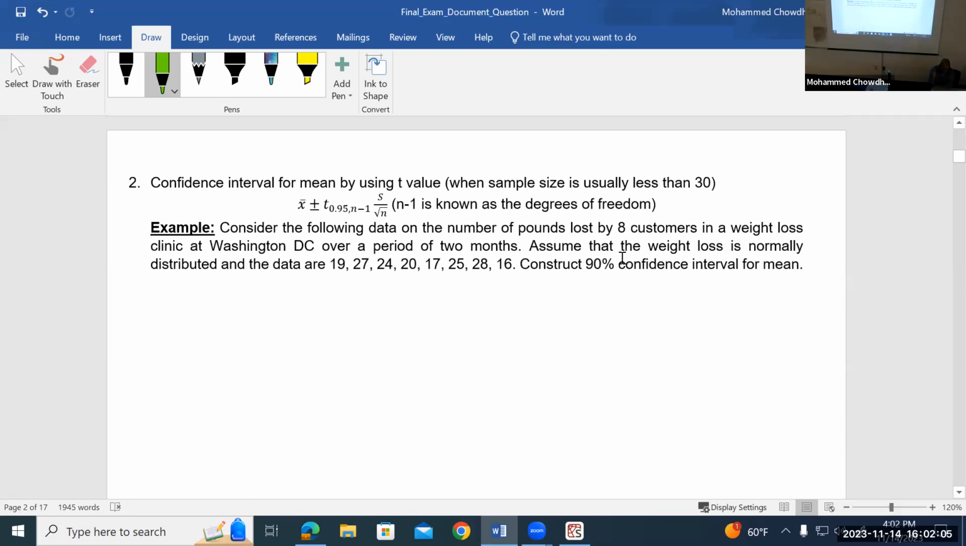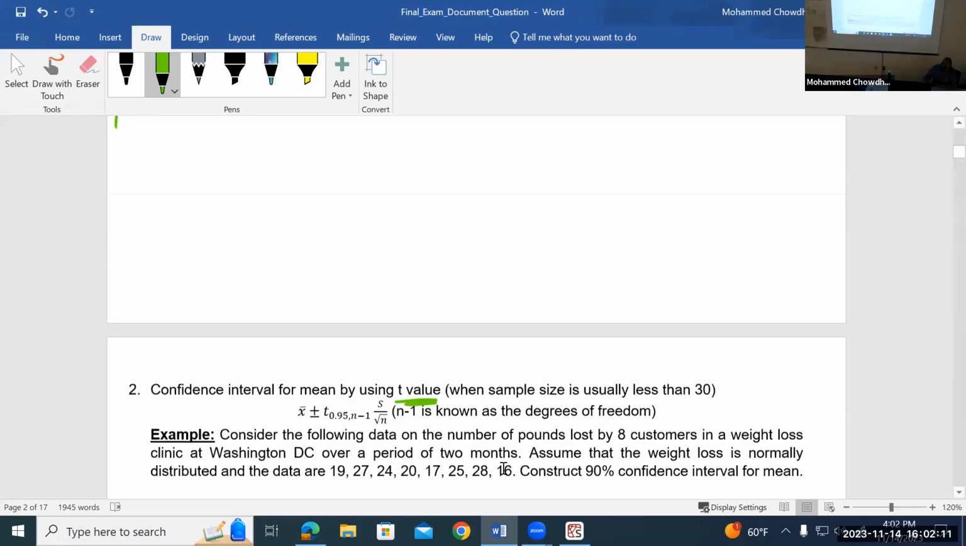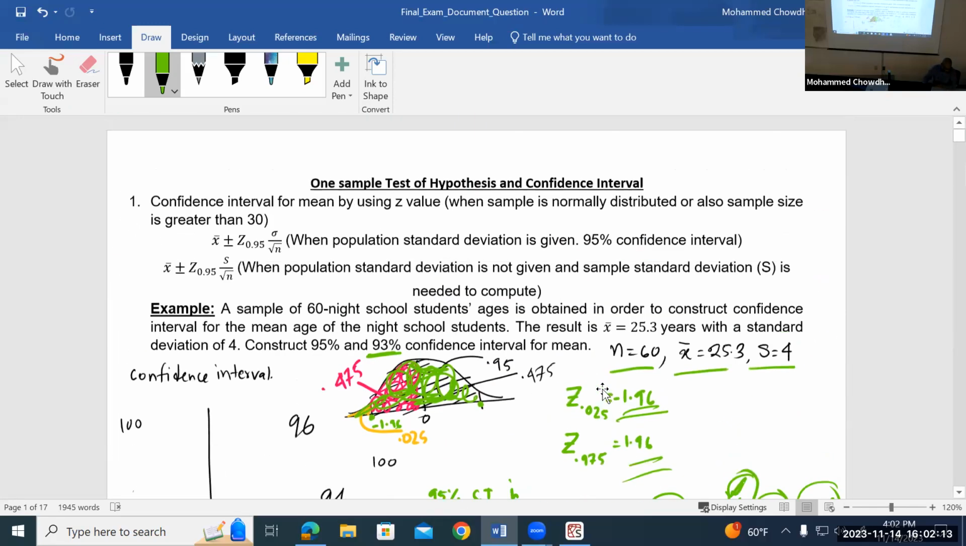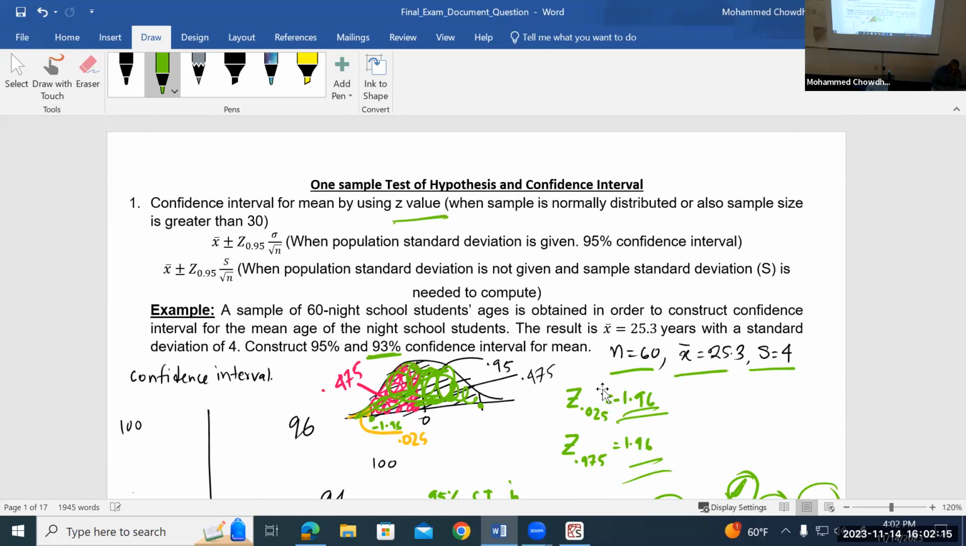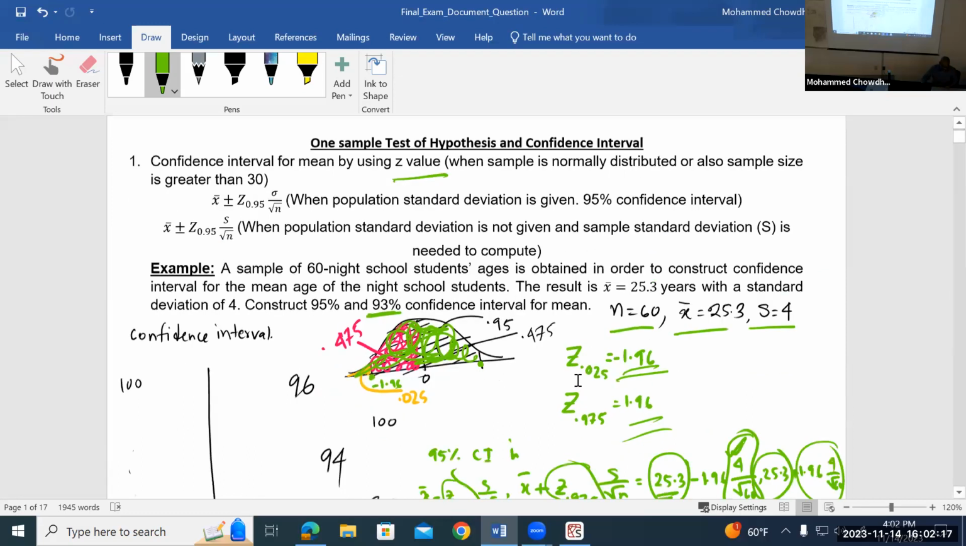Confidence interval for mean by using t value. Are you seeing I write here t value? Previously, I wrote Z value. What is the difference between T and Z? Let me explain.